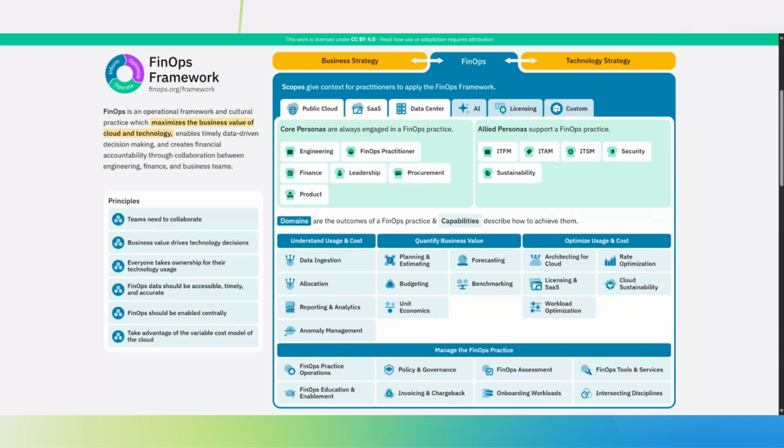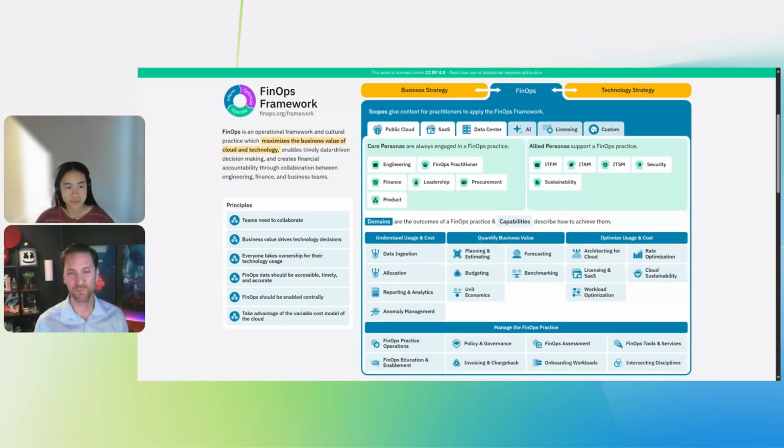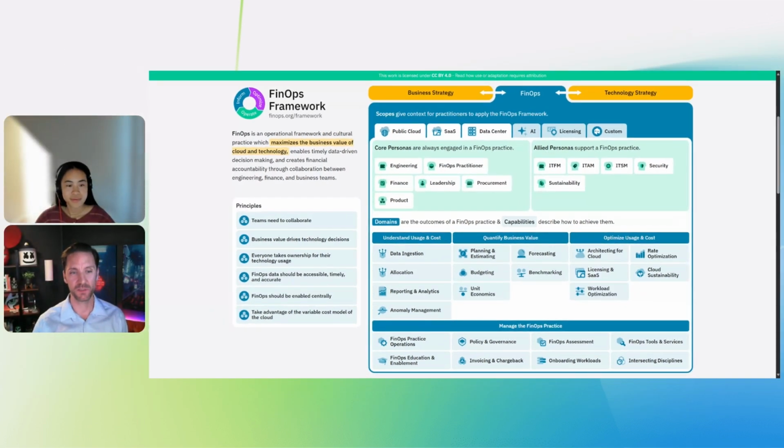Teams need to collaborate. It's about getting these cross-functional teams, these different personas, together. You've got engineering, of course, with FinOps practitioners supporting the engineering teams. You've got finance, leadership, procurement, product teams. You need these people to collaborate in order to work together efficiently. Business value drives technology decisions. Again, everything revolves around business value. I won't go through each one of these, but these are the core principles that drive how you act and how you work in the FinOps space.